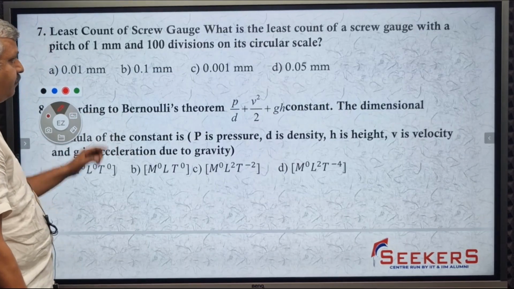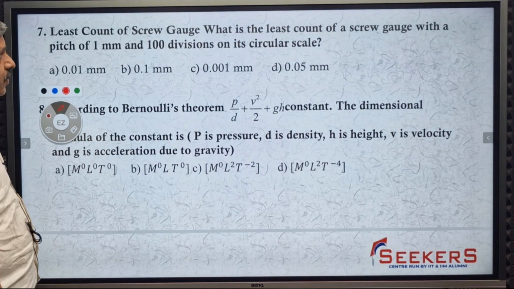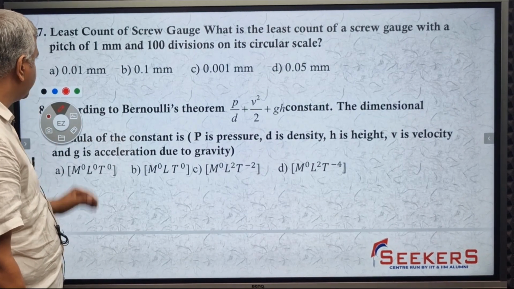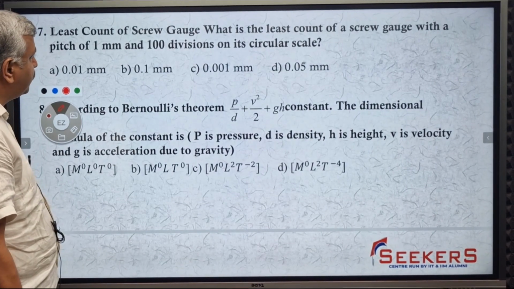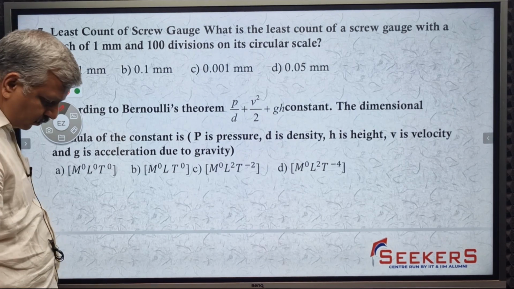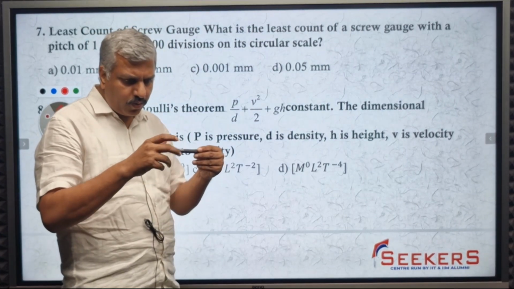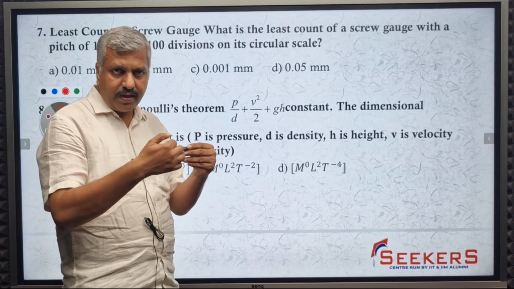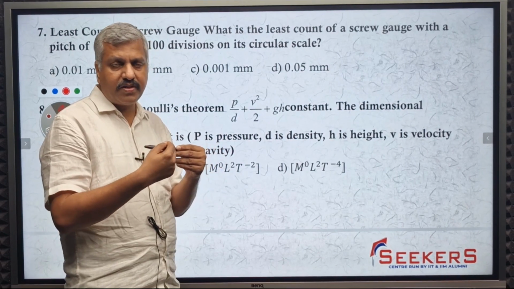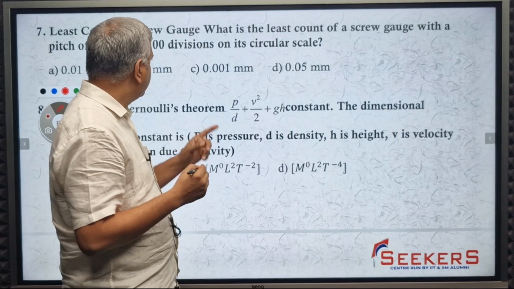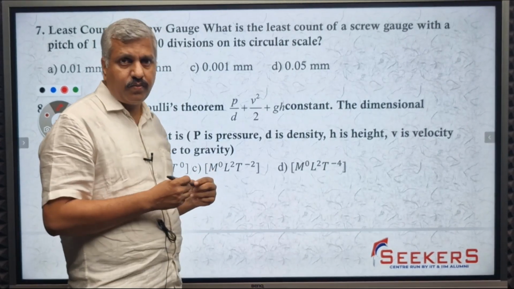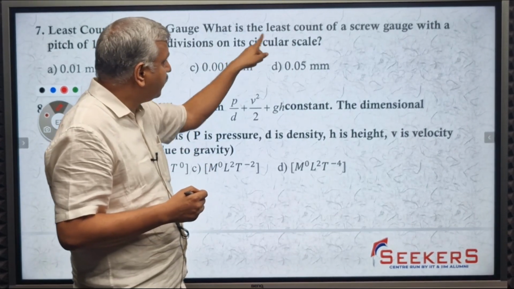In the previous assignment, some questions on least count were missing. So now we have a few questions. The pitch is 1 millimeter and there are 100 divisions in the circular scale. See, in a screw gauge, you are going to rotate a particular screw over a gauge. Now pitch is the distance travelled in one full rotation. So the distance travelled in one full rotation is 1 mm, and there are 100 divisions in it.